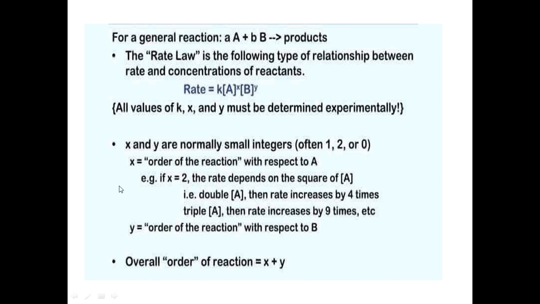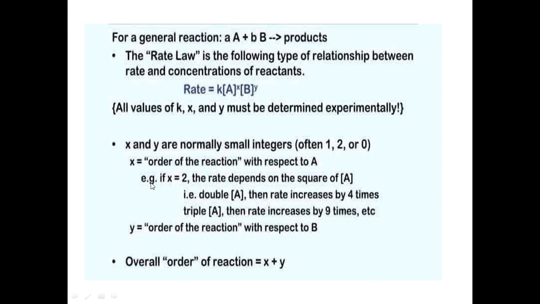So the x is the order of the reaction with respect to A. Then the y is the order of the reaction with respect to B. If x is equal to 1, we say the reaction is in the first order with respect to A. If x is equal to 2, we say the reaction is in second order with respect to A. And if x is equal to 0, we say the reaction is in zeroth order with respect to A. The same thing applies for the B.